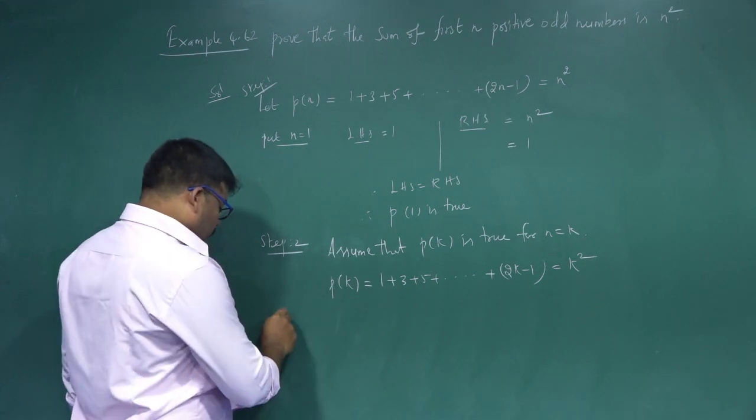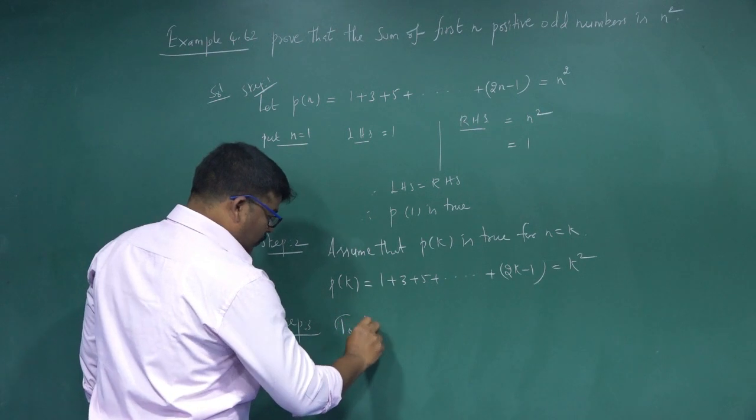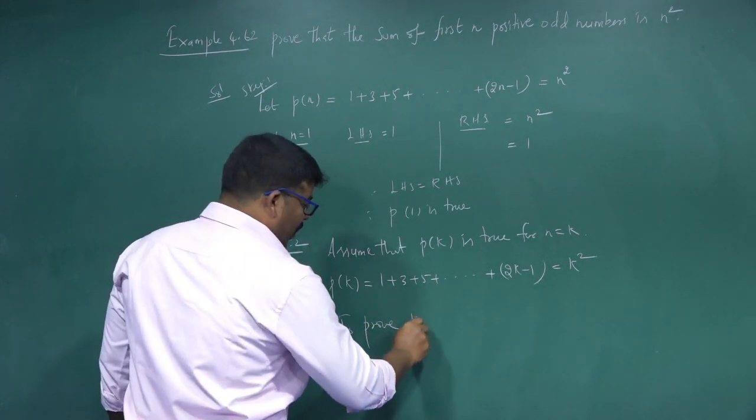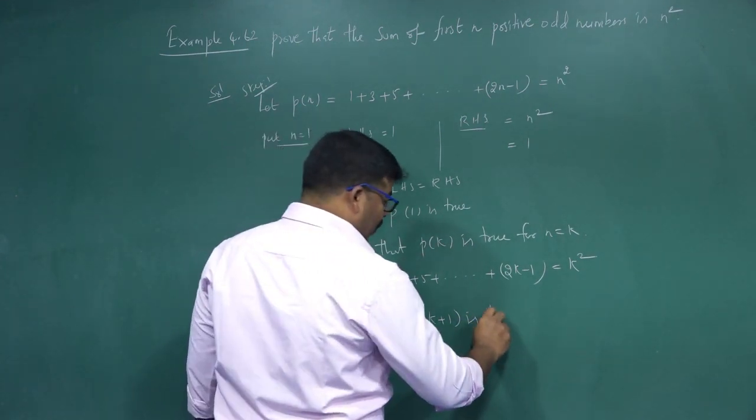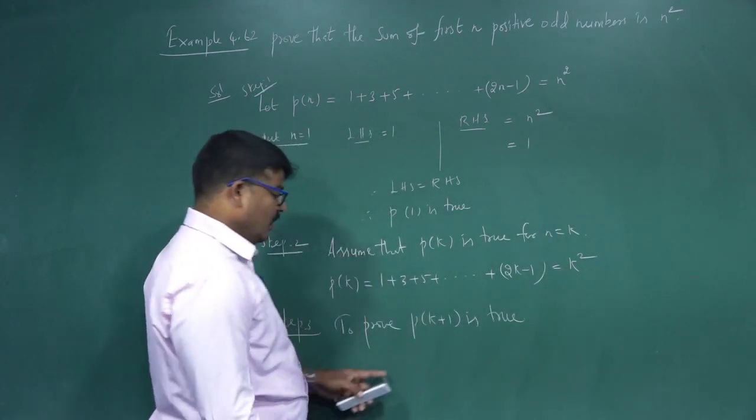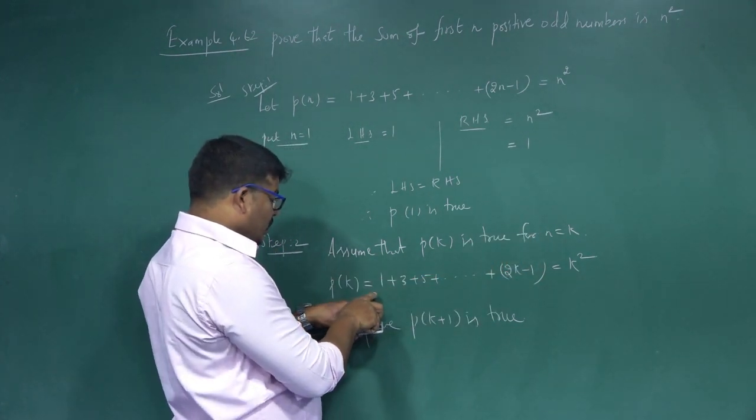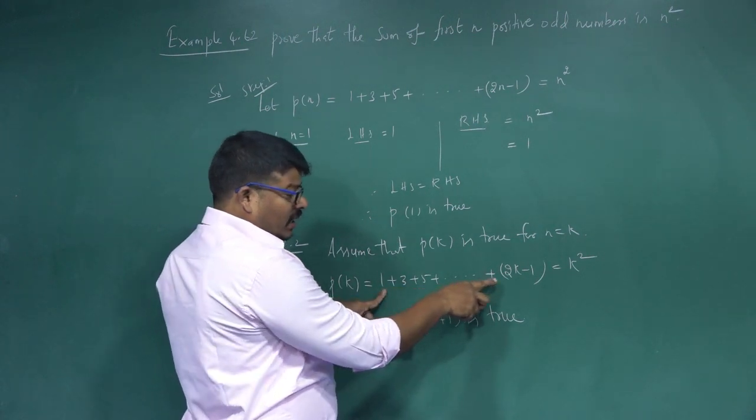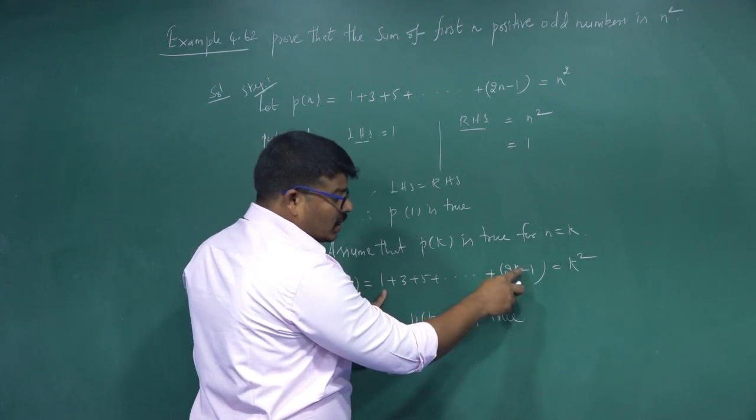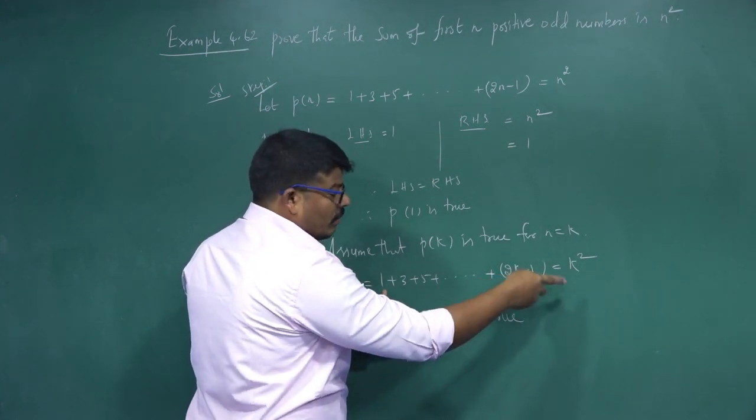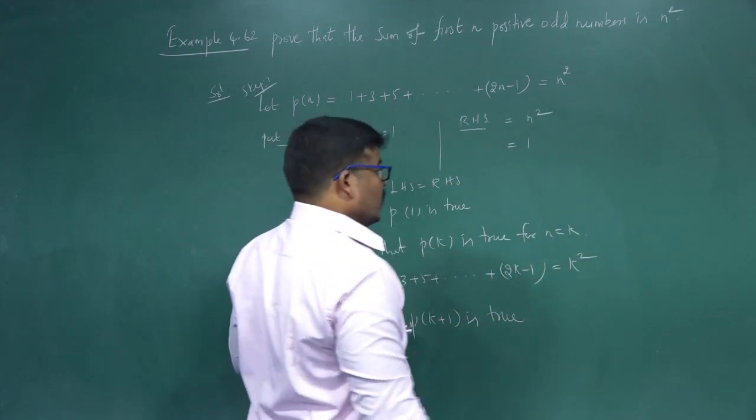And step 3, to prove P of k plus 1 is true. Now substitute in P of k plus 1: 1 plus 3 plus 5 and so on, put the value k as k plus 1, 2 times of k plus 1 minus 1. Now substituting, here k is k plus 1 whole square.